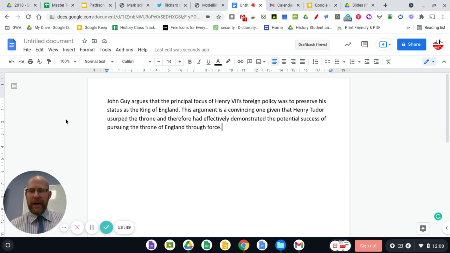So here's my effort, and I'll put it all together now. John Guy argues that the principal focus of Henry VII's foreign policy was to preserve his status as the King of England. Then we come to the convincing part. This argument is a convincing one, given that Henry Tudor usurped the throne, therefore had effectively demonstrated the potential success of pursuing the throne of England through force. He'd laid the blueprint, essentially.